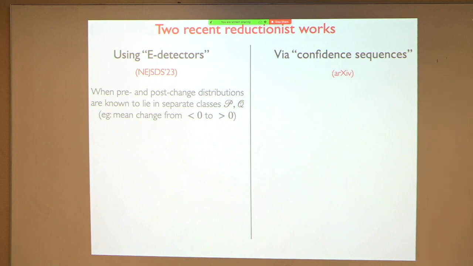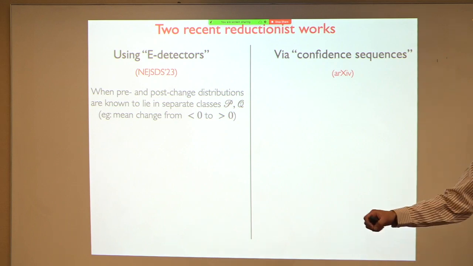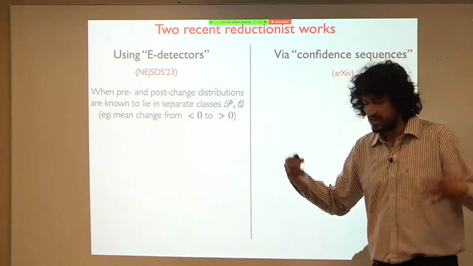So for example, I tell you that the data is Gaussian, and pre-change it has negative mean, and post-change it has positive mean. And I said these are like distinct classes I define ahead of time, and it changes from something in script P to something else in script Q. So they're both classes of distributions, but it changes from something.